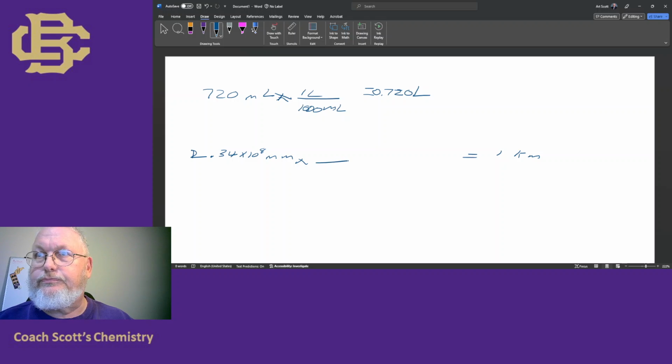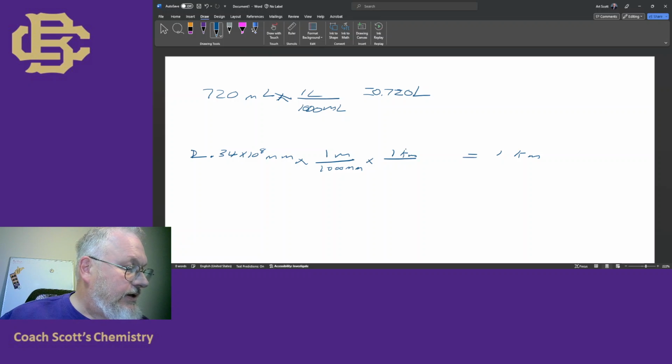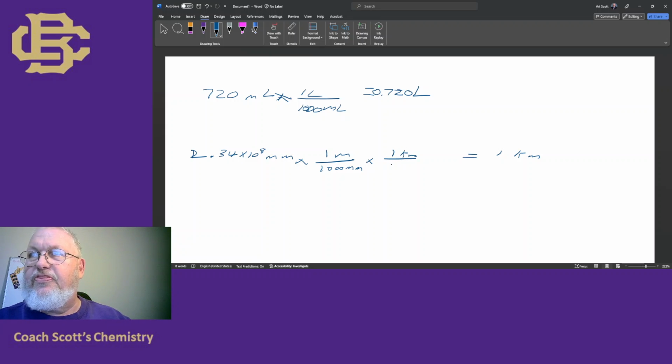So, get my little line there. Milli, just like up there. So for every 1 meter, that is 1,000 millimeters. Okay, so that gives me the number of meters, but I need to know how many kilometers that is. Let's think. For every 1 kilometer, if I look on my little sheet, kilo, that's 1,000. That means there's 1,000 meters.